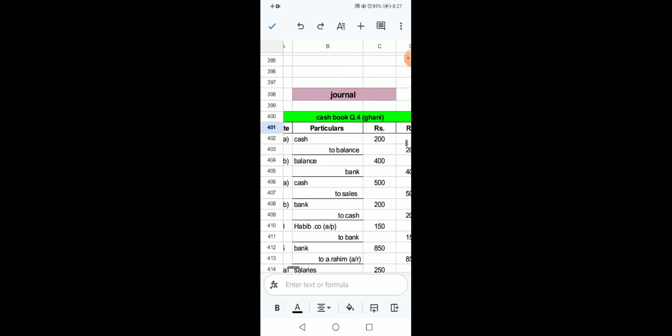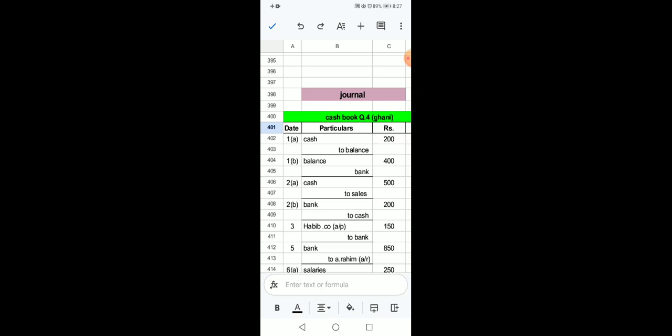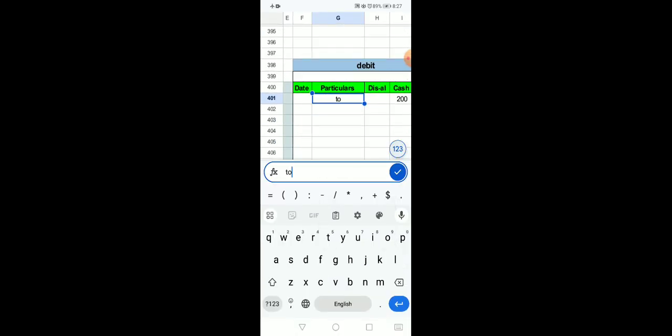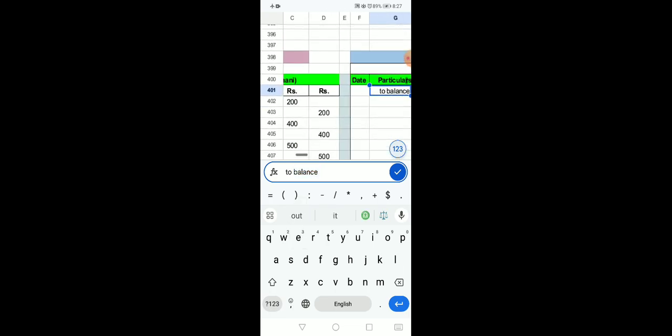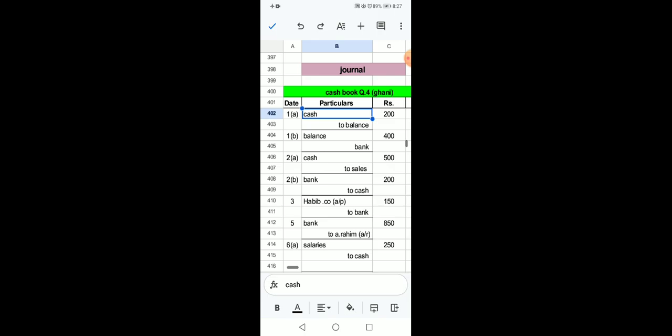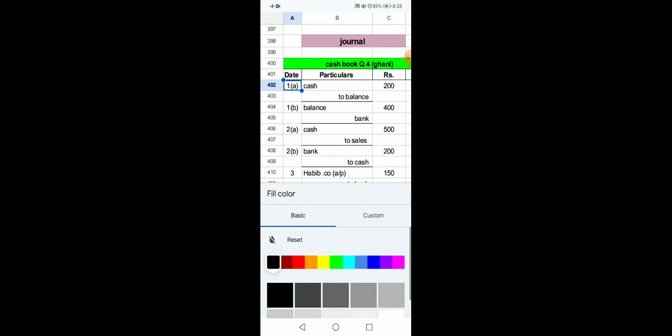Now the next step is to seek the reference. In the first entry you have posted cash, and whatever is written on the opposite side of cash, you will use as your reference. On the opposite side, to balance is written, so in particulars you will write to balance as your reference. And now see the date, which is 1A, so put 1A in the date column. This way entry 1A had only one element to be posted, and we have posted it. Entry 1A is completed. Mark it as done.